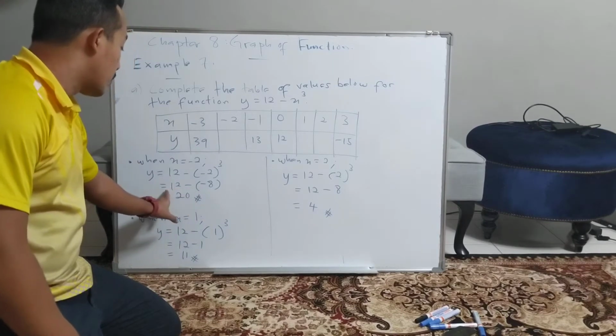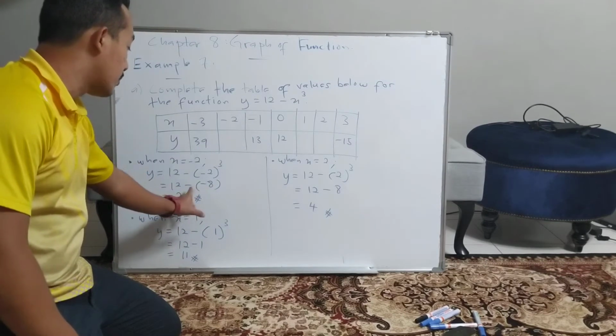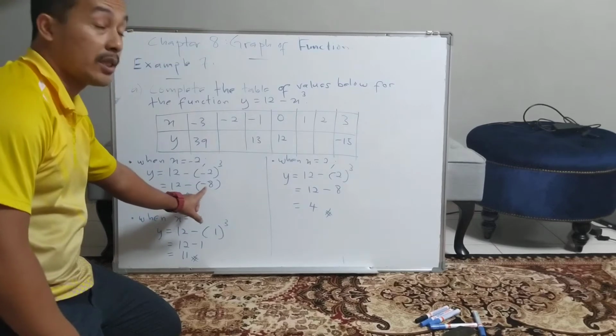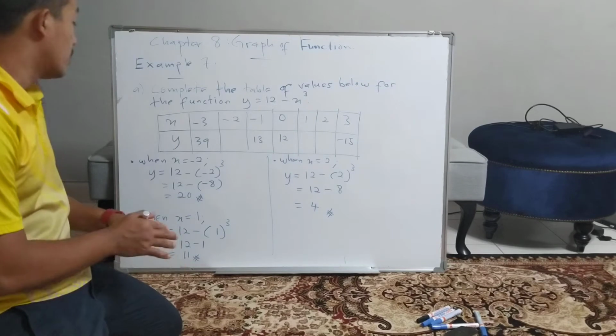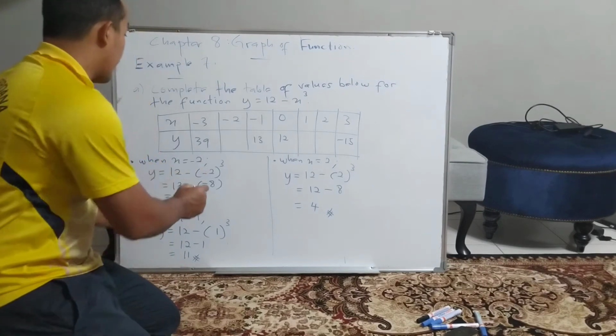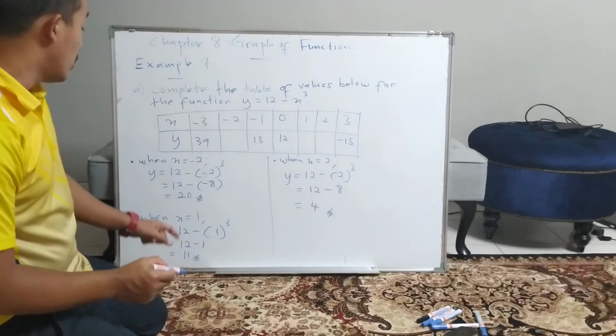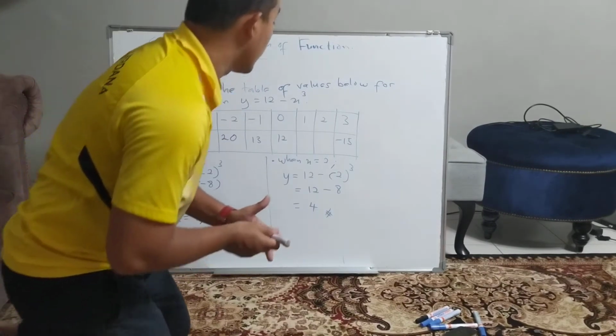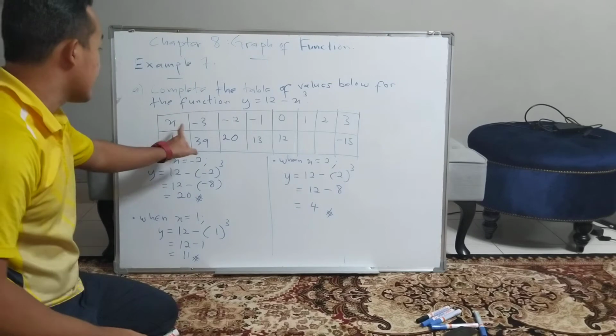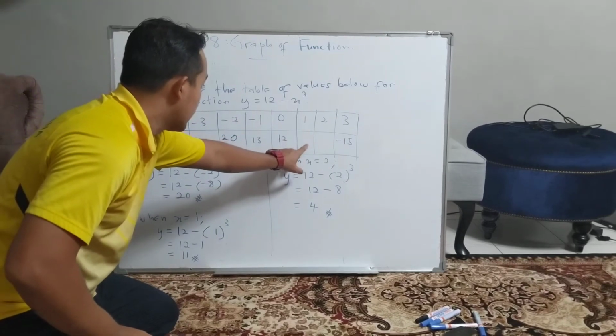So this one becomes 12 minus in bracket minus 8. Minus multiply with minus becomes positive, so 12 plus 8 equal to 20. So you get when x equal to minus 2, y equal to 20. So right here, 20. Next, when x equal to 1, what is the value for y?